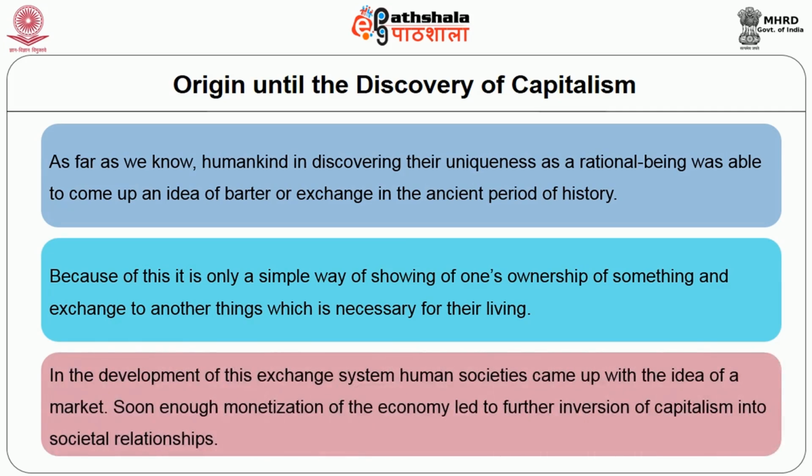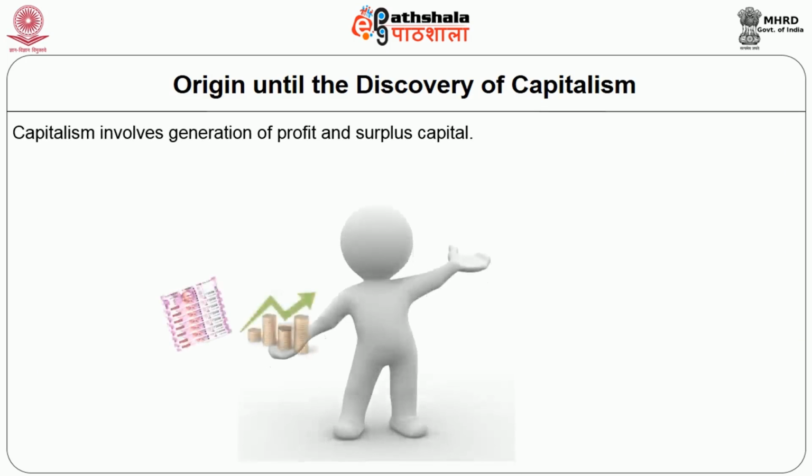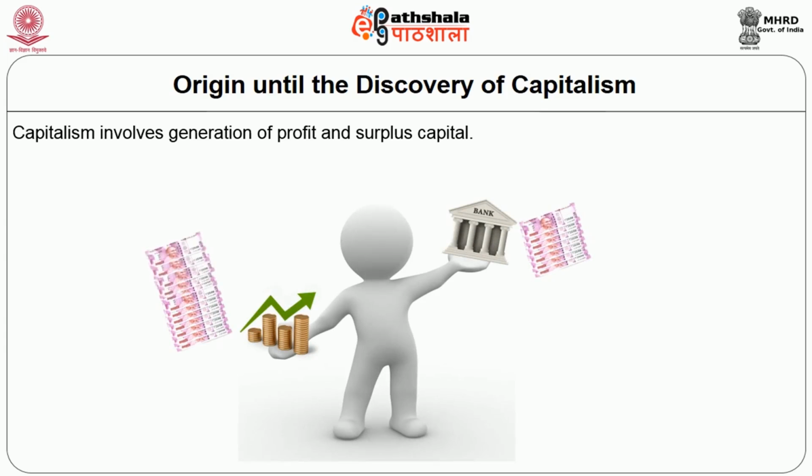In the development of this exchange system, human societies came up with the idea of the market. Soon enough, monetization of the economy led to further inversion of capitalism into societal relationships. Capitalism involves generation of profit and surplus capital. One example is investing a certain amount of money in the stock market or banks, where after certain maturity the investor can gain an extra income due to the interest it accrues.